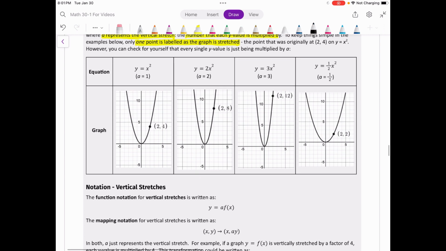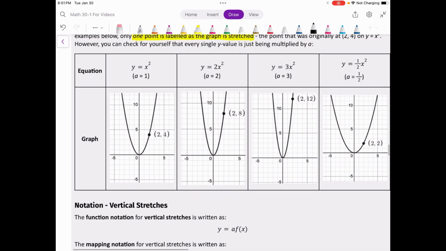So, this makes a ton of sense when we think about it, okay? If my base graph here is y equals x squared, so a is 1, compared to y equals x squared, every y value has been multiplied by 1. Unsurprisingly, that means it just still looks like y equals x squared, because multiplying by 1 is not going to change those y values, right? So it looks like this. It passes through the point 2, 4, because 4 is equal to 2 squared, right? So that point should be on the graph of y equals x squared.